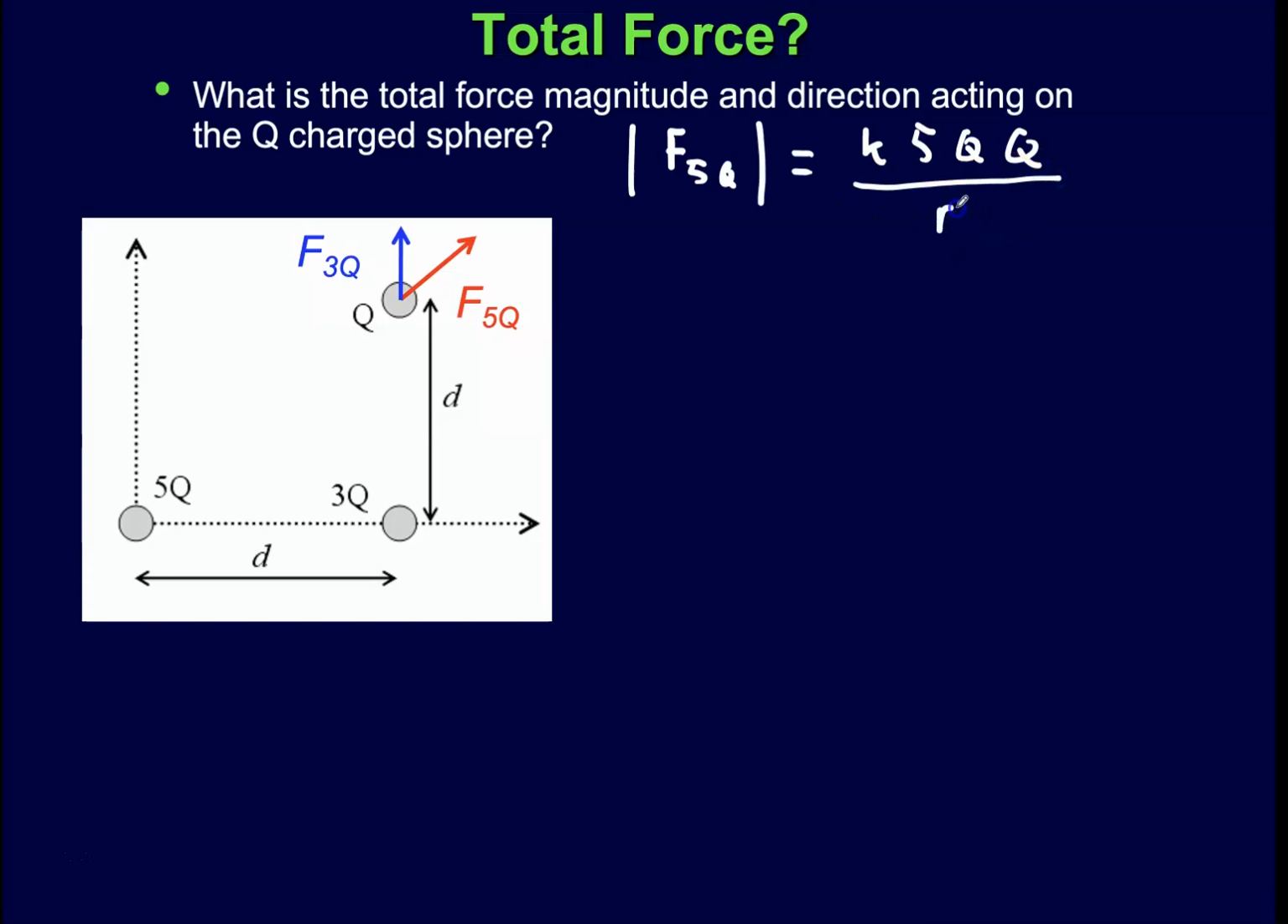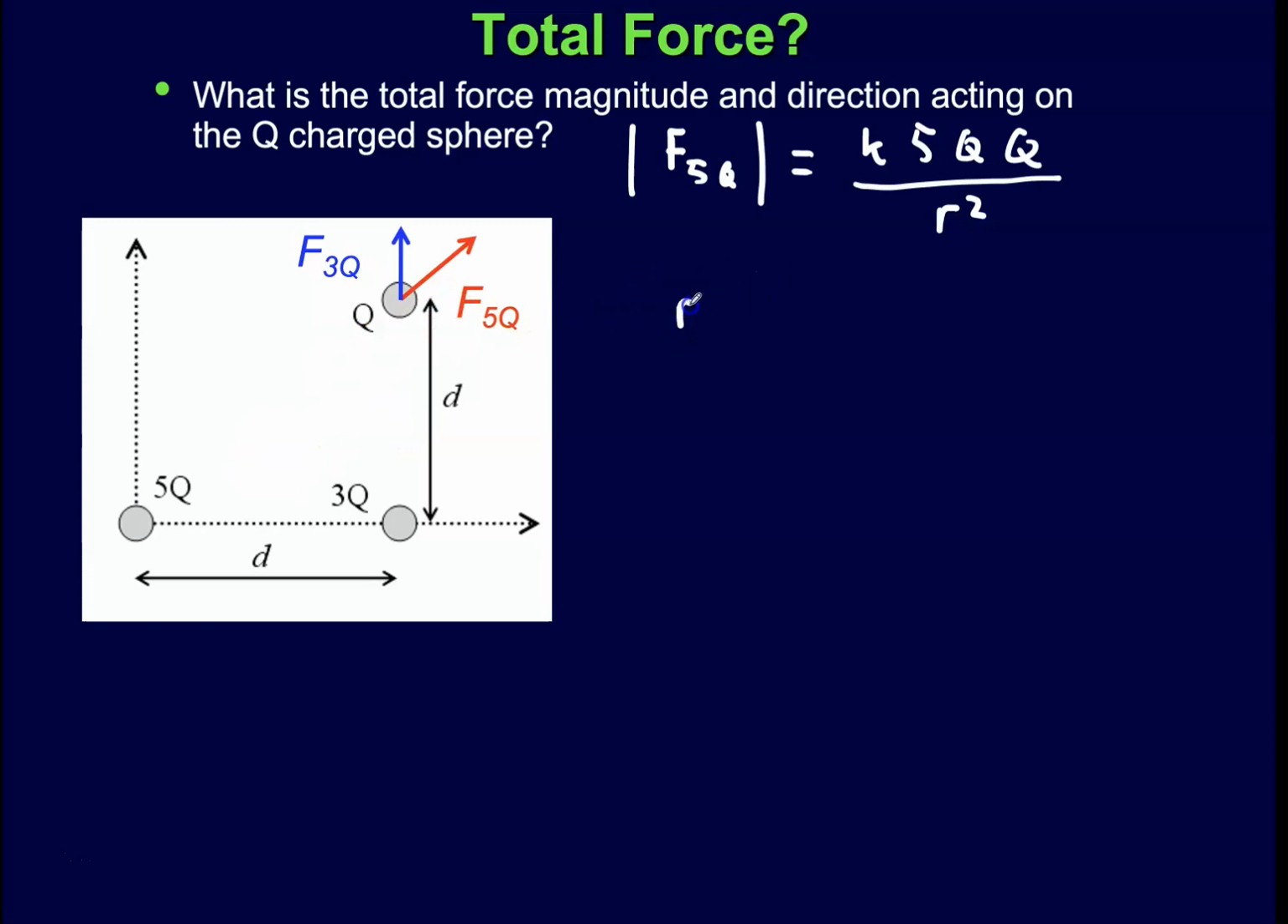Now it's a little bit trickier to find this distance squared. I'm going to call it R right there, and that distance is going to be the distance between the 5Q and the Q, so it's going to be the hypotenuse in this particular picture. And so what's that hypotenuse going to be?